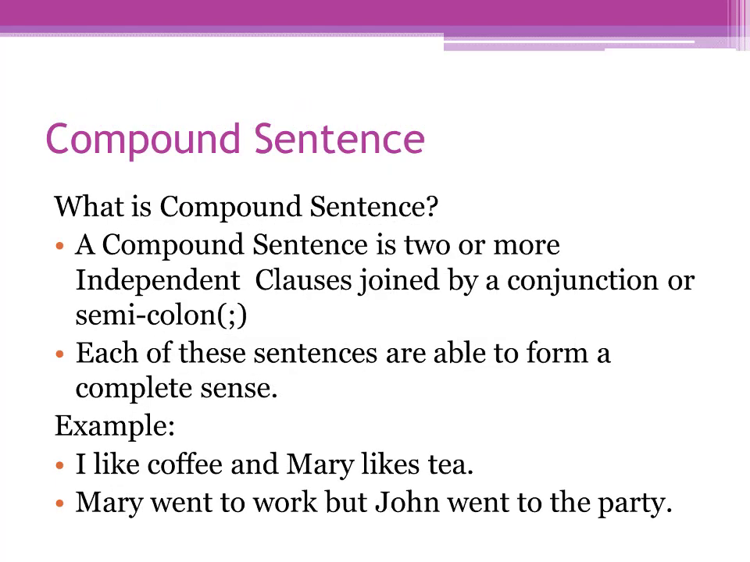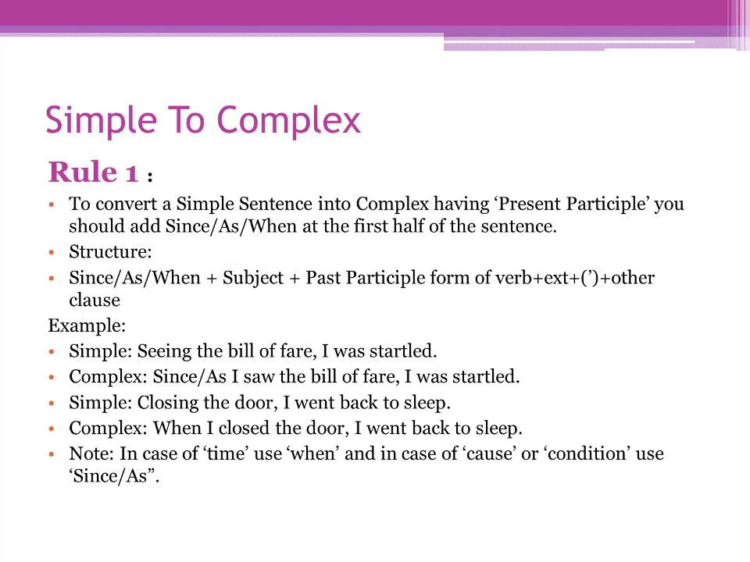A compound sentence is two or more independent clauses joined by a conjunction or semicolon. Each of these sentences are able to form a complete sense. Example, I like coffee and Mary likes tea. Mary went to work, but John went to the party. Now, I will discuss the rules of conversion from simple to complex.